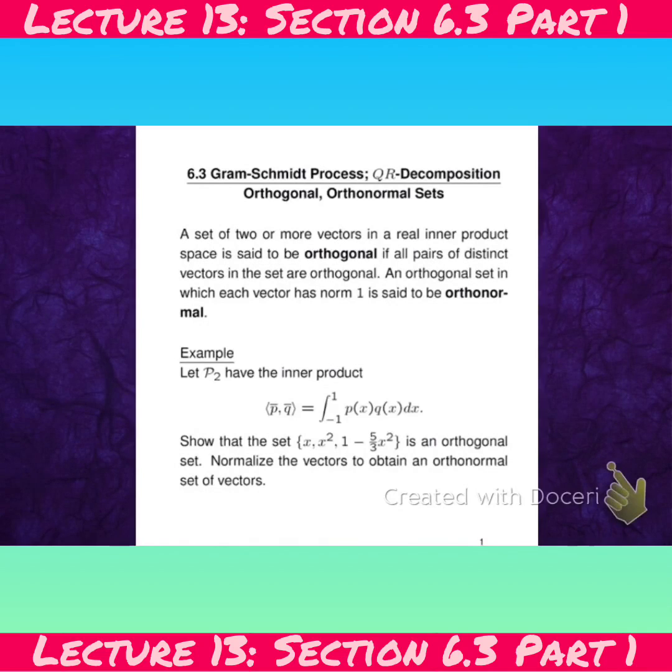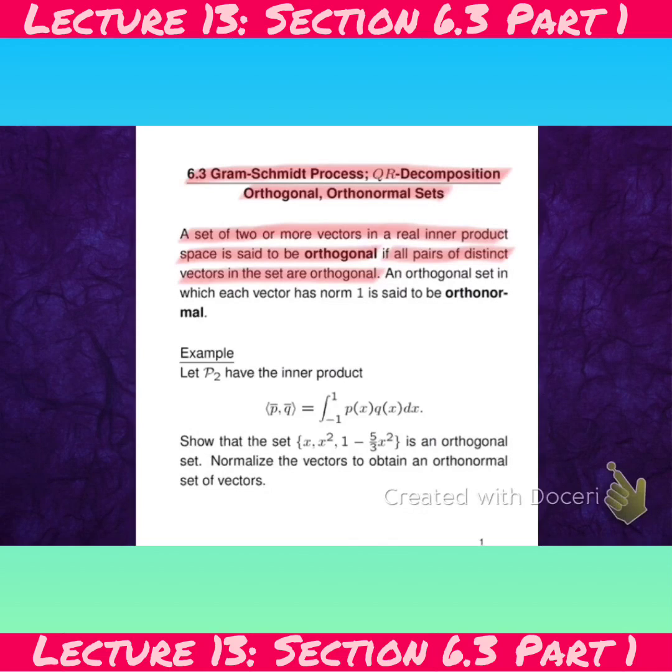Okay, section 6.3 deals with the Gram-Schmidt process, QR decomposition, orthogonal and orthonormal sets. We already talked about orthogonal and orthonormal sets, but just recapping those definitions, we say that a set of two or more vectors in a real inner product space is said to be orthogonal if all pairs of distinct vectors in the set are orthogonal. That means that for any two vectors you choose in the set, they will be orthogonal to one another.